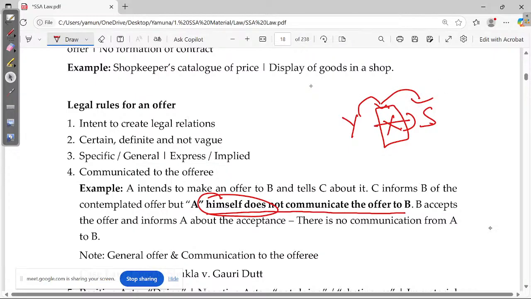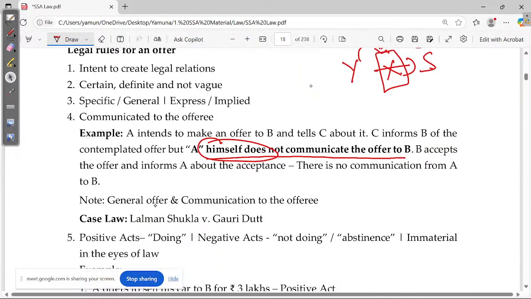Note, there is an exemption where, for a general offer, communication to an offeree can be dispensed with. If it is a general offer, it need not be communicated to the offeree specifically, because when we say general, it's public at large.